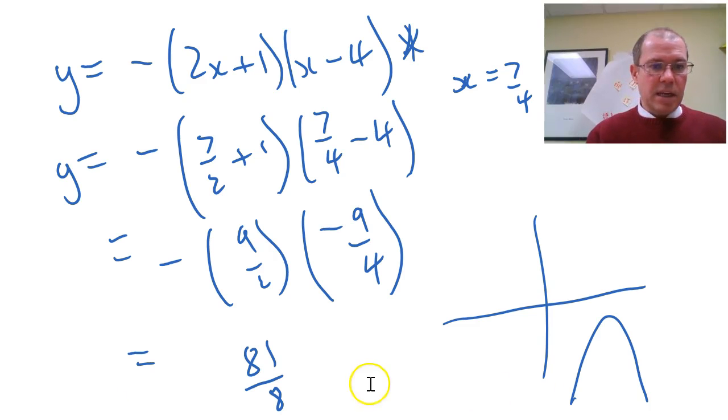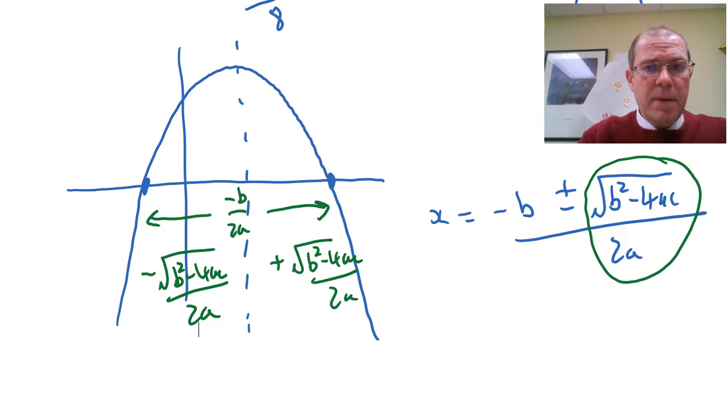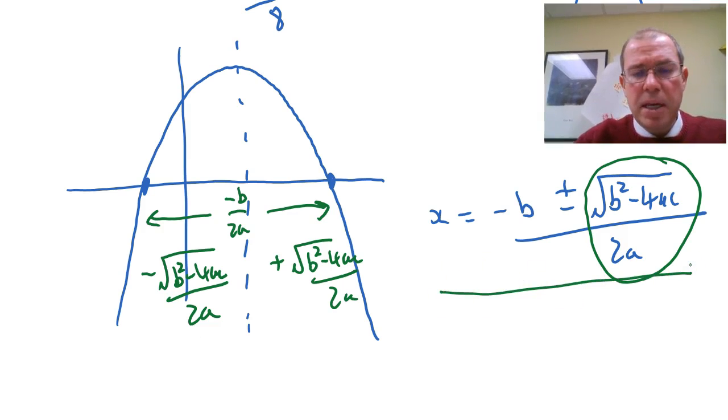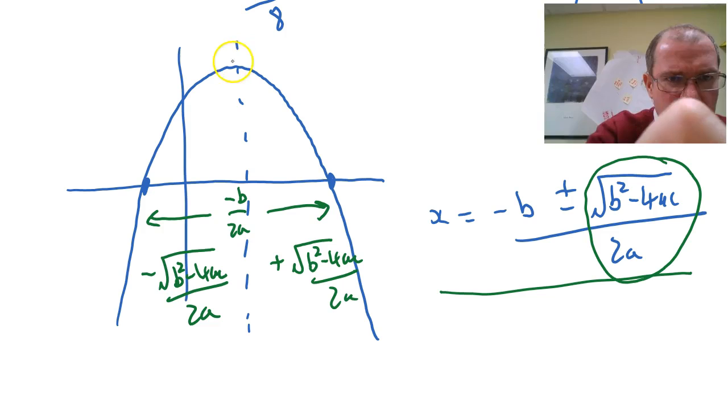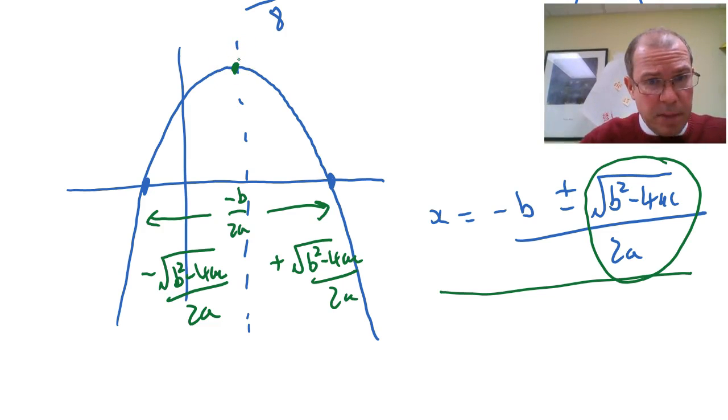Okay, now on to the third method. This method relies on the use of the quadratic formula, x equals minus b plus or minus root b squared minus 4ac over 2a. Now, I just want you to look at this diagram here. I've drawn our quadratic and we've got our two roots, which we can get through the quadratic formula. And look, we know that it's symmetrical about its vertex. We know that about quadratics.